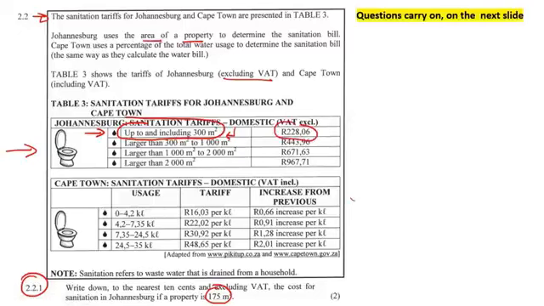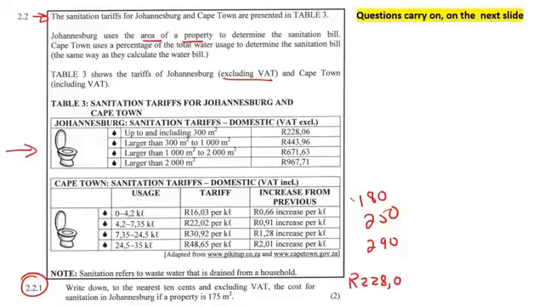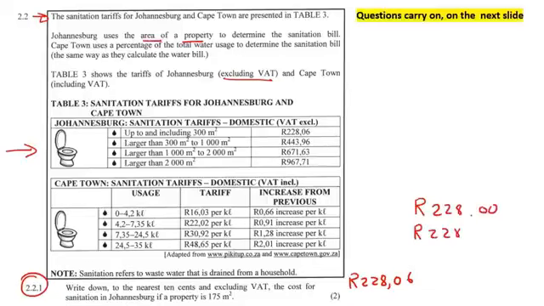And so what do we pay? 228. So whether your house is 250 or 180 or 290, as long as it's smaller than or including 300, then you are going to pay 228.06. But now they said to the nearest 10 cents. Okay, so let's just write this down. Where would the nearest 10 cents be? Well, you could say 228.0, or you could say 228.10.